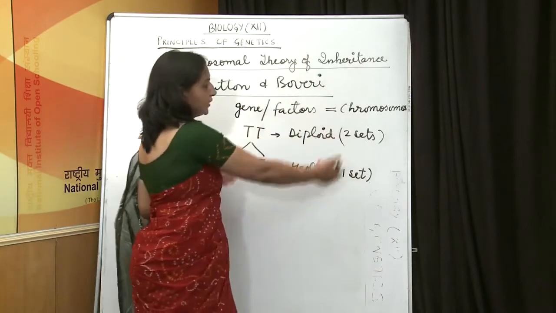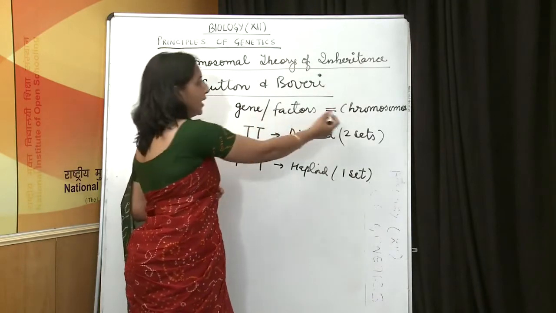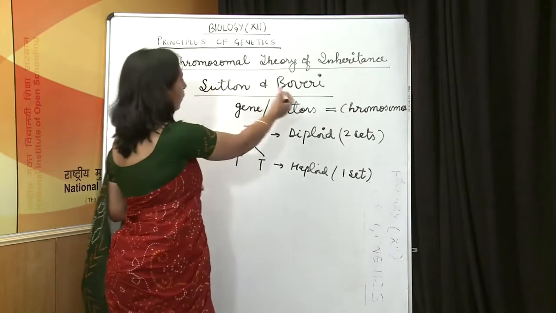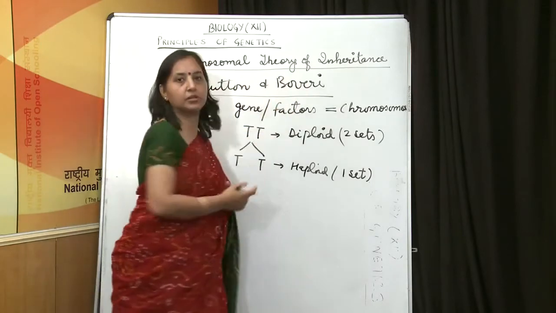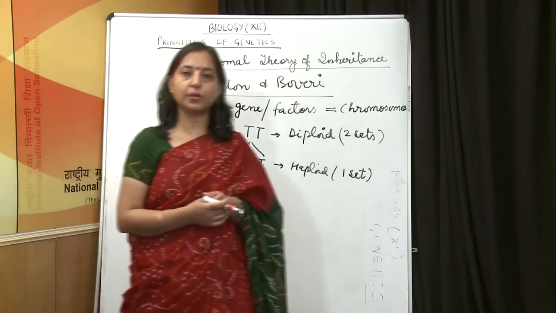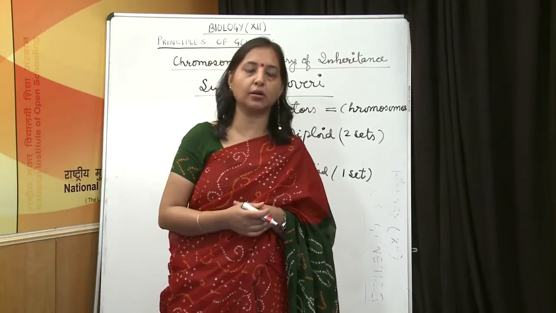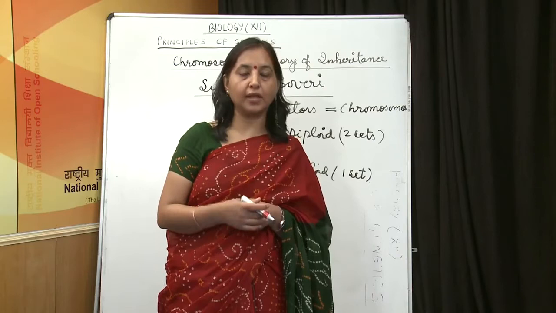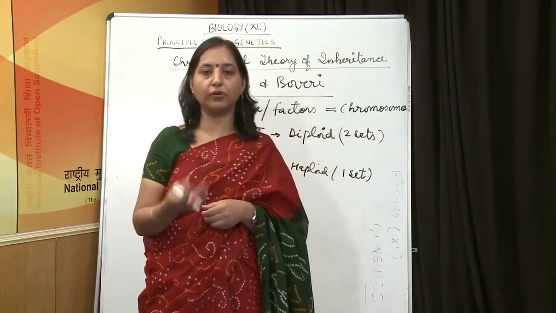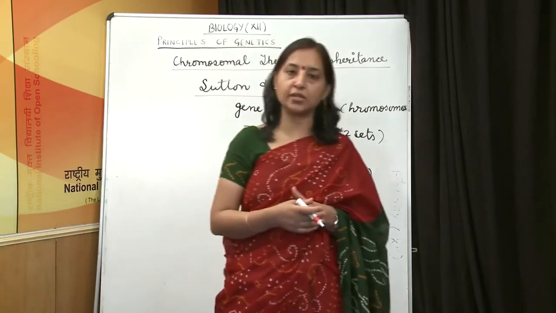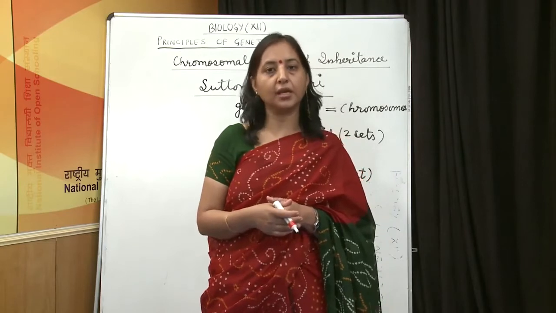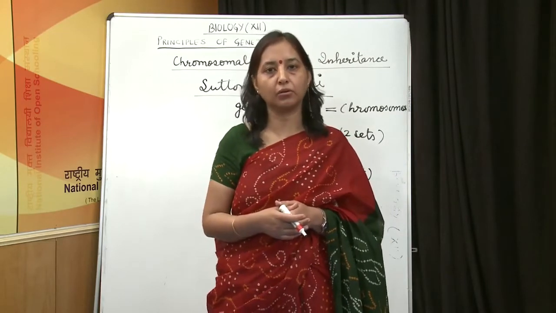On the basis of these similarities between genes and chromosomes, Sutton and Boveri gave the chromosomal theory of inheritance, and as per this theory, the genes or factors are actually located on the chromosomes. And the law of segregation and the law of independent assortment, which was actually shown by the genes, is also shown by the chromosomes.